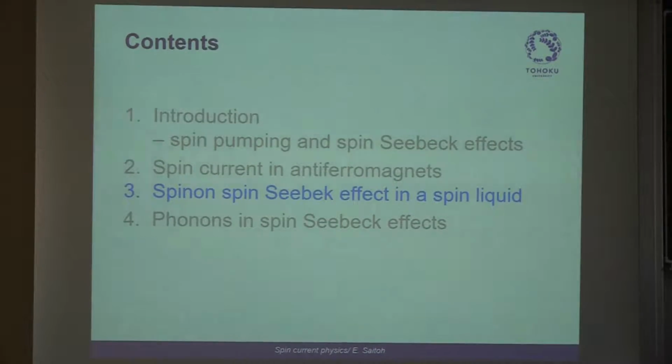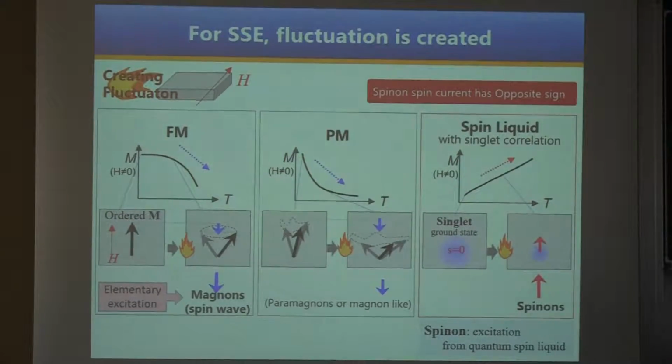Okay, so this is antiferromagnetic spin current. So I'd like to move on to the spinon spin Seebeck effect in the spin liquid. Spinon is an elementary excitation in a quantum spin liquid state. So first, I'd like to compare spin wave and spinon in the spin Seebeck effect.